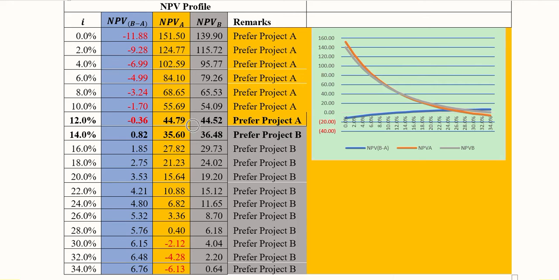So from here the pattern has reversed, and it is between 12% and 14%. So there are two discount rates and there are two NPVs. In this situation we remember that we can use the interpolation formula. Diagrammatically speaking, you can see that the two NPV curves are there.